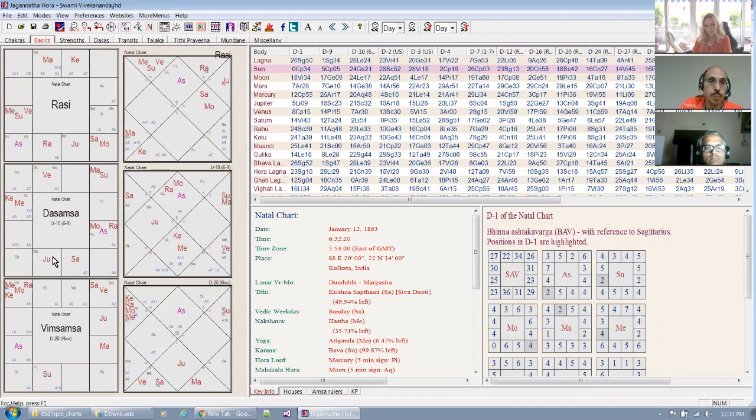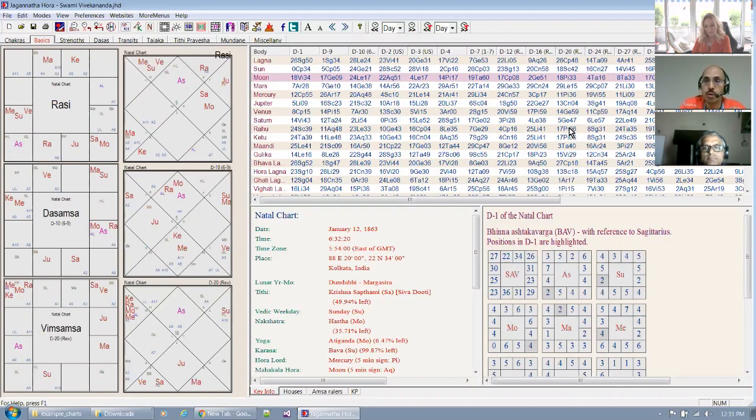And also, if you see the D20 chart, where is moon in D20 chart? You see that moon, Mercury, all these planets are in Pisces. So let's see those planets. Let's see where moon is. Moon is at 18-degree Pisces, right?